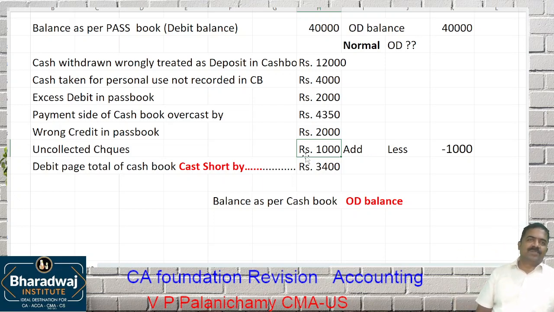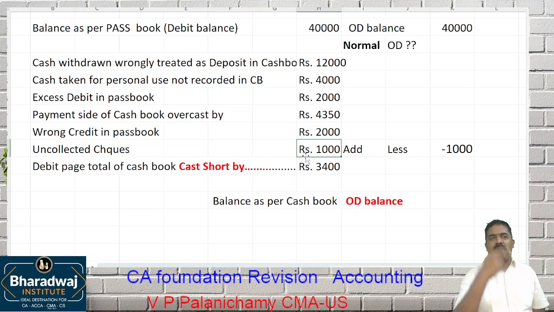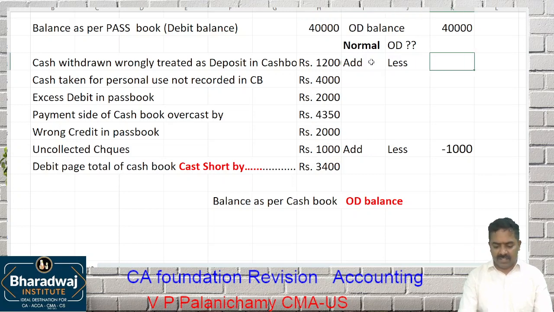So what to do? To bring minus 12,000 to 0, we have to add 12,000. To bring that plus 12,000 for the customer, we have to add another 12,000. In total, we have to add 24,000. If it is a normal balance; since it is an OD balance, minus.